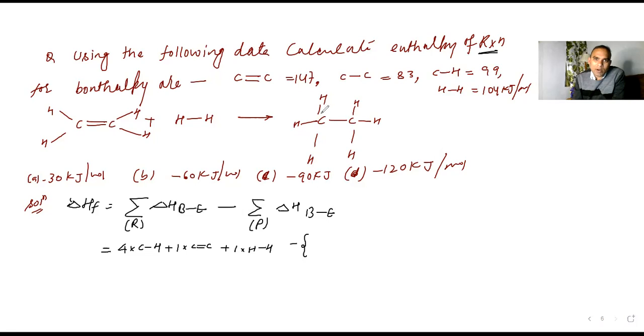So in the product, what bonds are there? How many CH bonds are there? Can you count in the product? How many CH bonds are there? CH: 1, 2, 3, 4, 5, 6. So 6 CH, we can write 6 into CH.